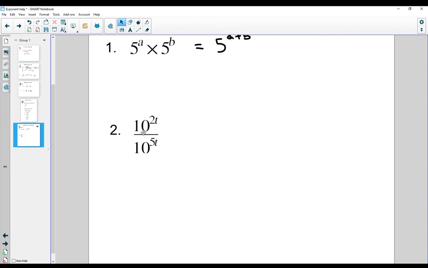So here we have, again, the same base, so we can use our exponent laws. So we know that 10 is our base, so that's going to stay the same. And our exponent is going to be 2t. Because we're dividing, we're going to subtract our exponents. 2t, take away 5t. And that we can then simplify further because these are like terms, they're both t. So 10 is our base. 2t, take away 5t is going to be negative 3t.